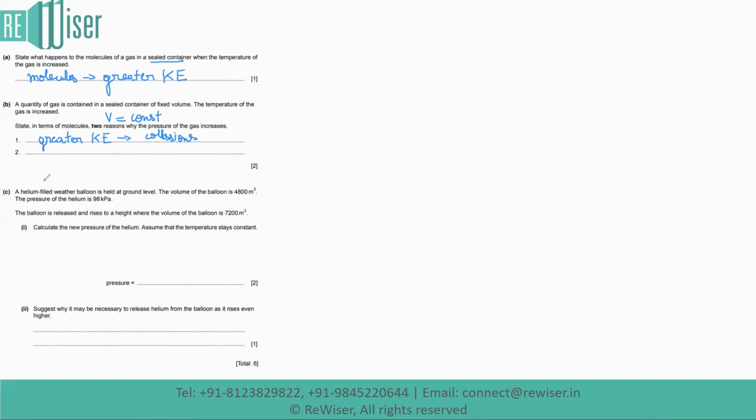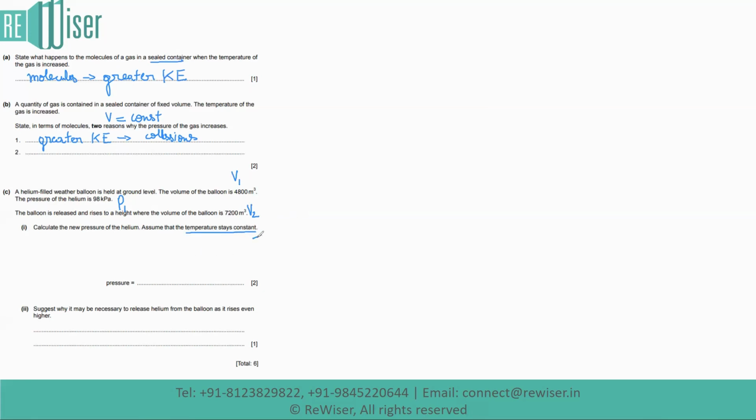Moving on to the next part, a helium-filled weather balloon is held at ground level. The volume of the balloon, V1, let's assume, is 4,800 meter cube. The pressure of the helium, that is P1, is 98 kilopascal. The balloon is released and rises to a height where a new volume, V2, is 7,200 meter cube. Calculate the new pressure, assuming that temperature is a constant.